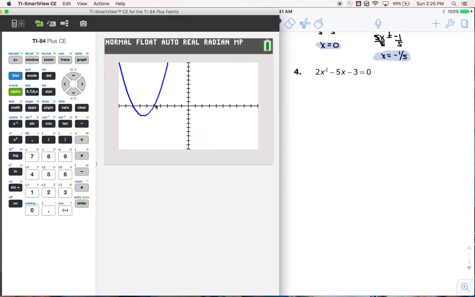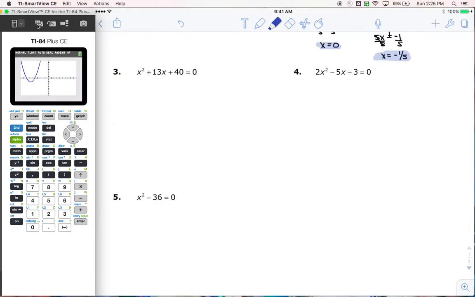Looks like my answers are going to be negative 5 and negative 8. Now we probably could just stop here, honestly, and say those are our answers. But let's remember how we factor something like this.